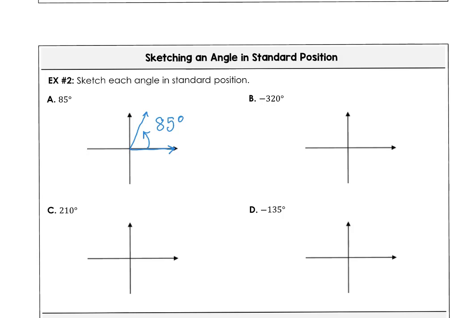In B, we want negative rotation. So negative means we're going to go clockwise or down around. There's 180. 3/4 is 270, and we want 320. So a negative 320 degree angle would look something like that in quadrant 1.